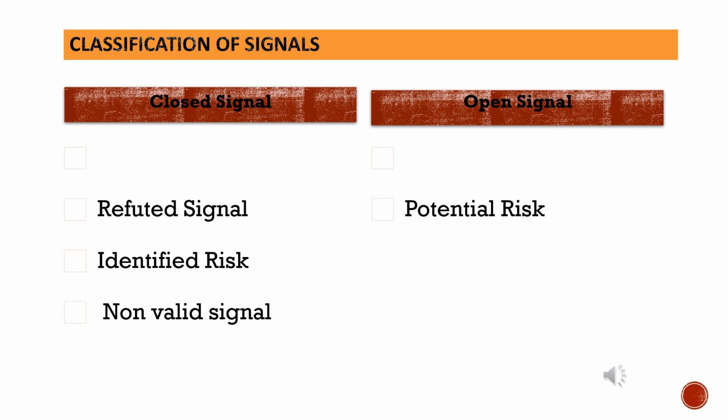Now, finally, during these steps of signal management, we can categorize our signals as either closed signals or open signals. A closed signal can be a refuted signal, identified signal, or non-valid signal, while an open signal will be the potential risk, that is, the potential signal.